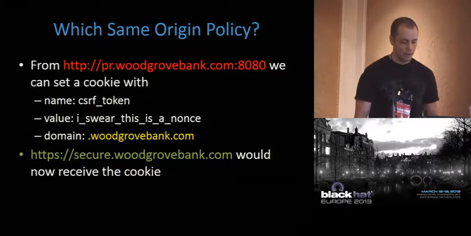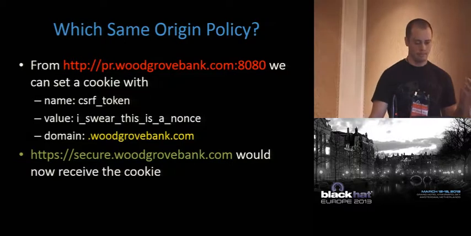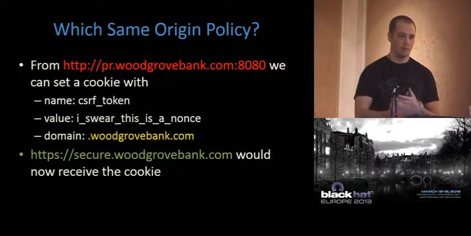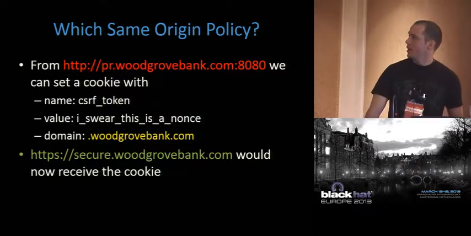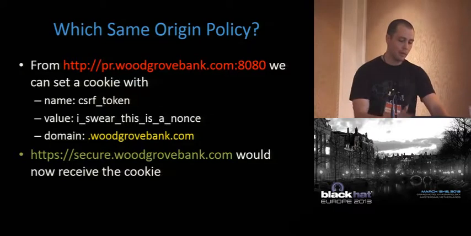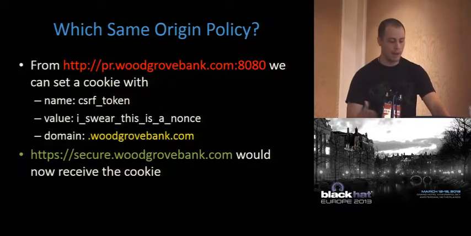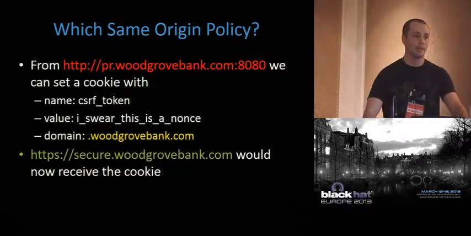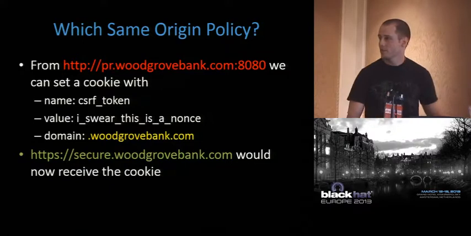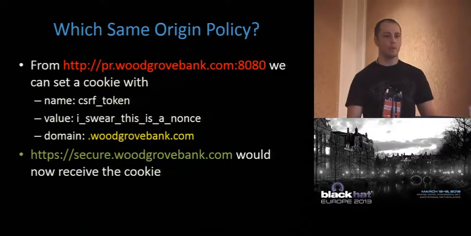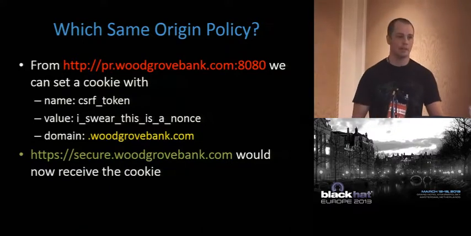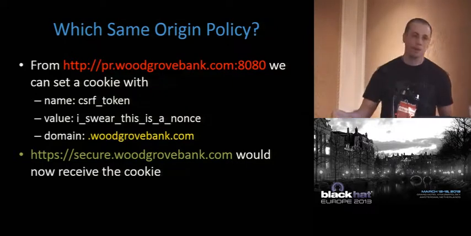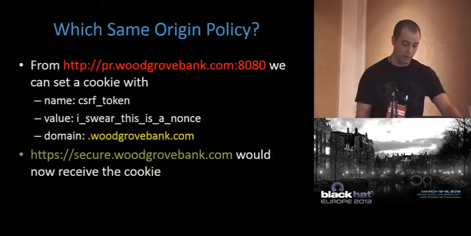I was talking about the same origin policy like 2 slides ago. Which same origin policy are we talking about? If we're talking about DOM access, like can one DOM access another DOM? Let's look at these 2 domains. There's pr.woodgrovebank.com over HTTP port 8080. And then there's this second domain that's HTTPS, secure.woodgrovebank.com. So for most intents and purposes, these are completely separate domains, right? One is HTTP, one is HTTPS. That means one DOM can't access the other DOM. Another thing is that one is pr.woodgrovebank.com, one is secure.woodgrovebank.com.